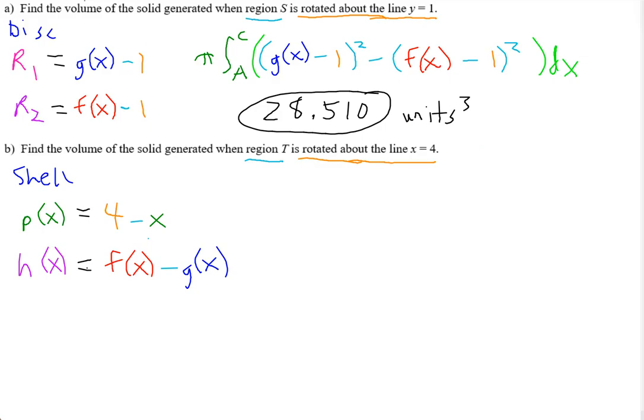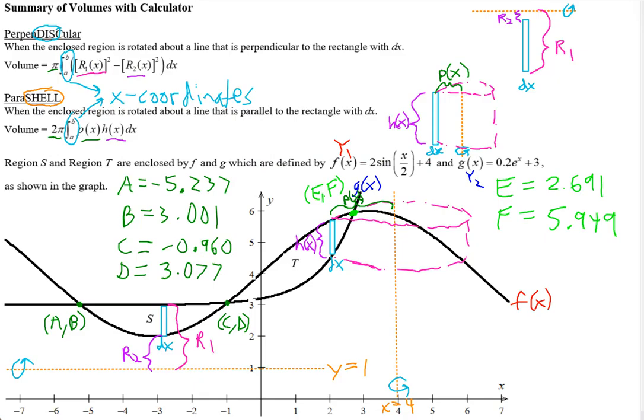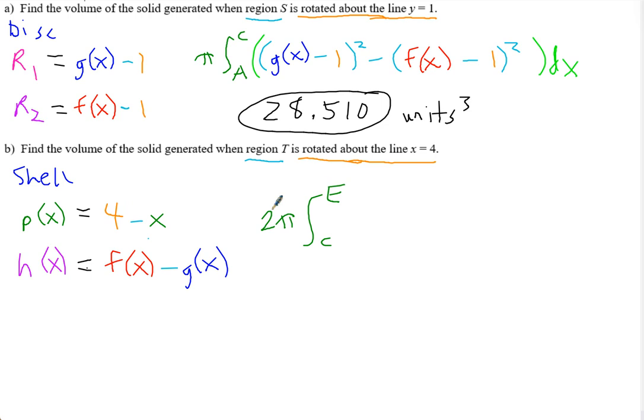So now, since it's the shell method, instead of pi, we'll have 2 pi. Again, everything's in terms of x. We use the x coordinates. So moving from left to right, this one has an x coordinate of C. It starts there. This one has an x coordinate of E, so from C to E. And then P of x and H of x just get multiplied together. So it'd be 4 minus x times f of x minus g of x is our h of x, dx.